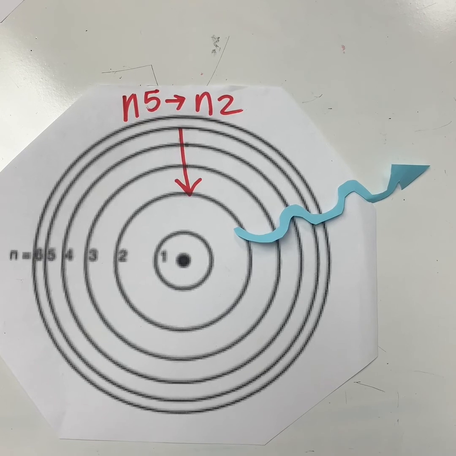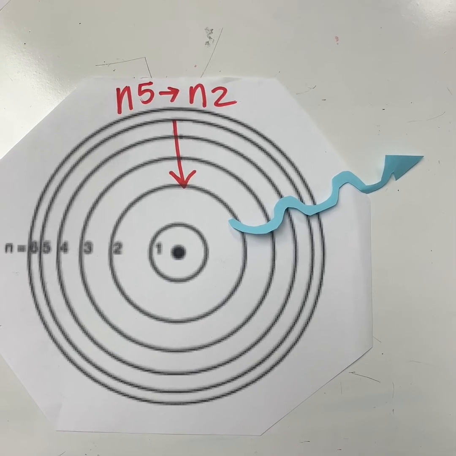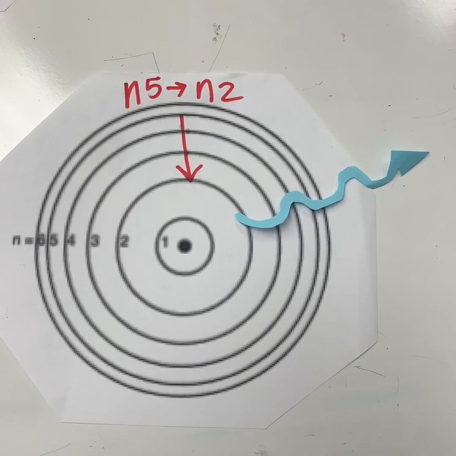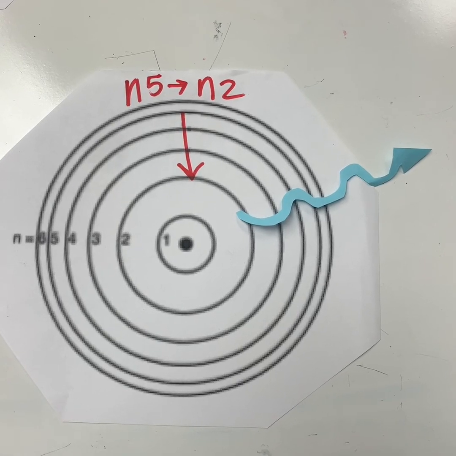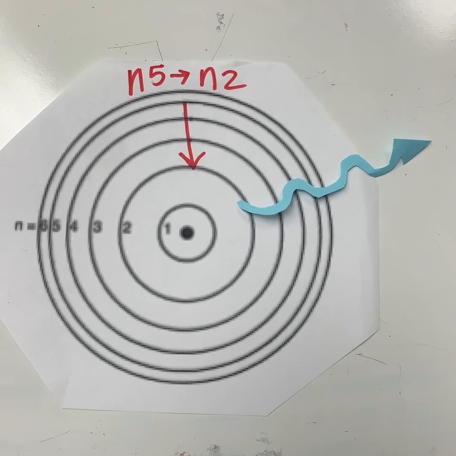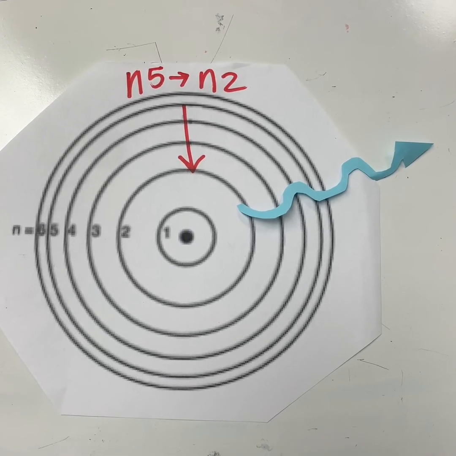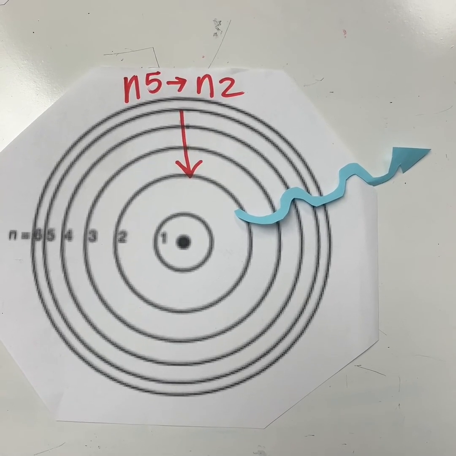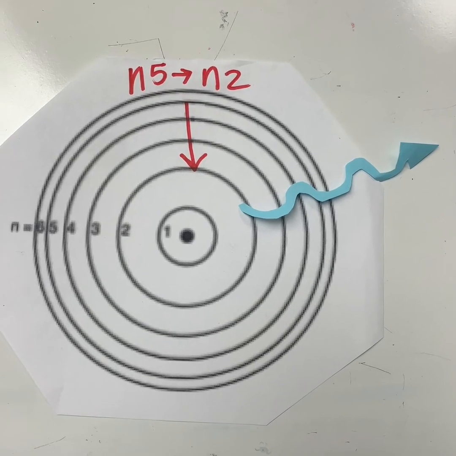In the hydrogen atom, when the electron falls from energy level 5 to energy level 2, electromagnetic radiation is given off in the form of blue-violet light. You can see that the wavelength is a little bit longer here, and there's less energy associated with this color of light. That makes sense because the drop is a little bit smaller.